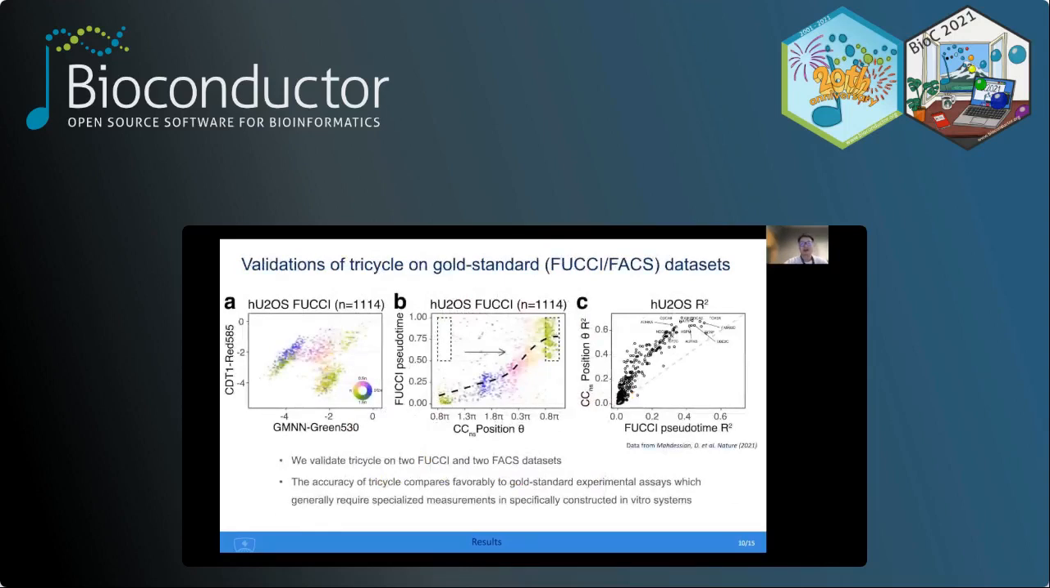We further validate the tricycle inference on the gold standard datasets, including 2 Fucci and 2 FACS. I show you one of the Fucci datasets here. The first panel here is the Fucci measurement of 2 proteins. And the second one shows you the good alignment between the Fucci cytotime and our cell cycle positions, with a circular correlation of 0.7. And more importantly, the accuracy of the cell cycle position compares favorably to the gold standard experimental assays, which generally require specialized measurements in specifically constructed in vitro systems, as proved by these R-square values here.